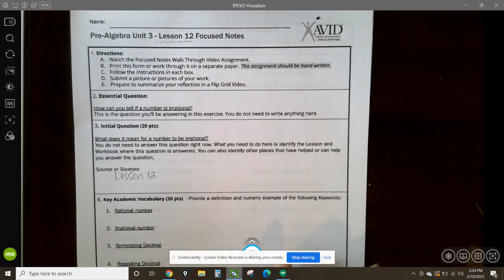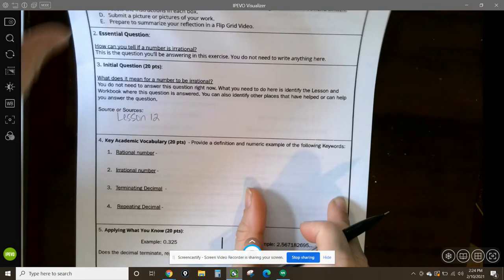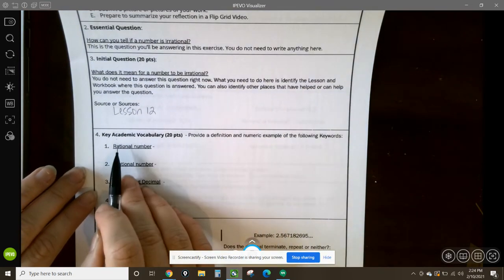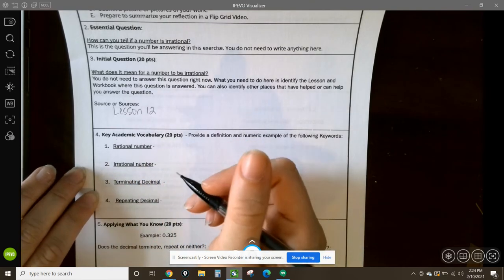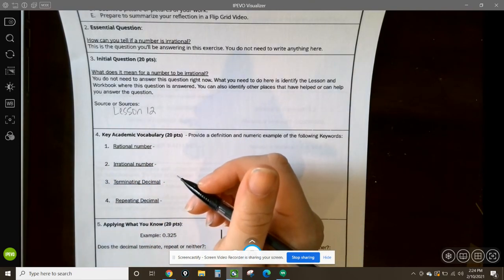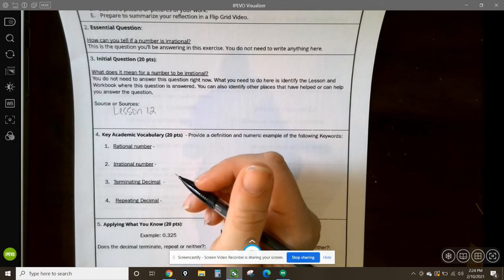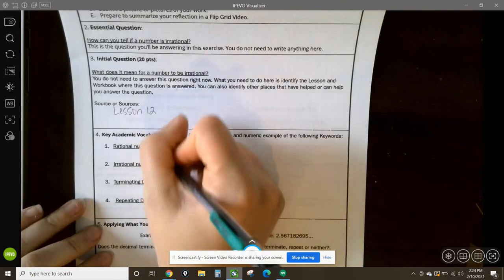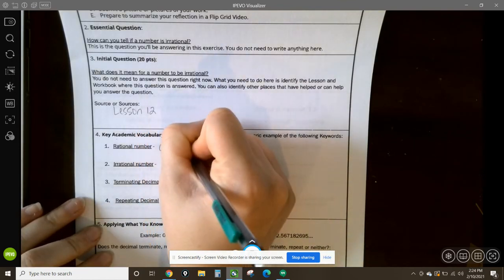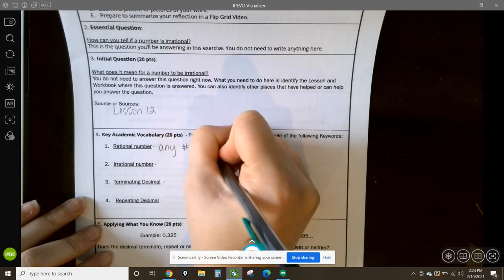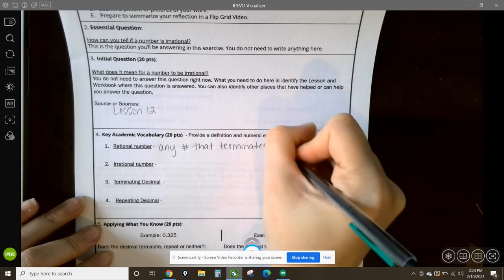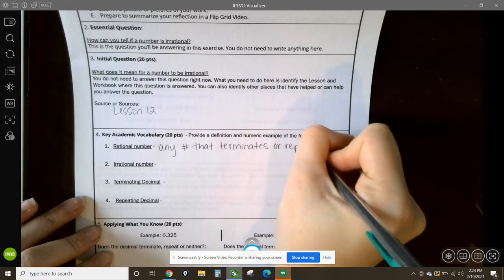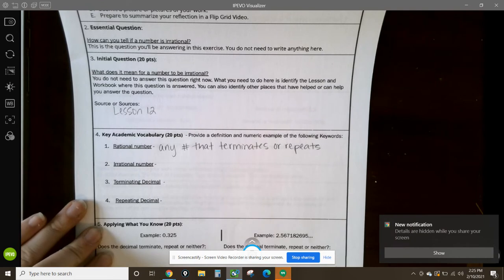All right, so our key academic vocabulary. So what words we need to know going forward. So rational number. So what we're going to write for the definition for rational number. And remember, you can pause the video anytime so you have enough time to write, and then just push play when you're ready to go again. Any number that terminates or repeats. And we are going to talk about terminating and repeating in just a minute.